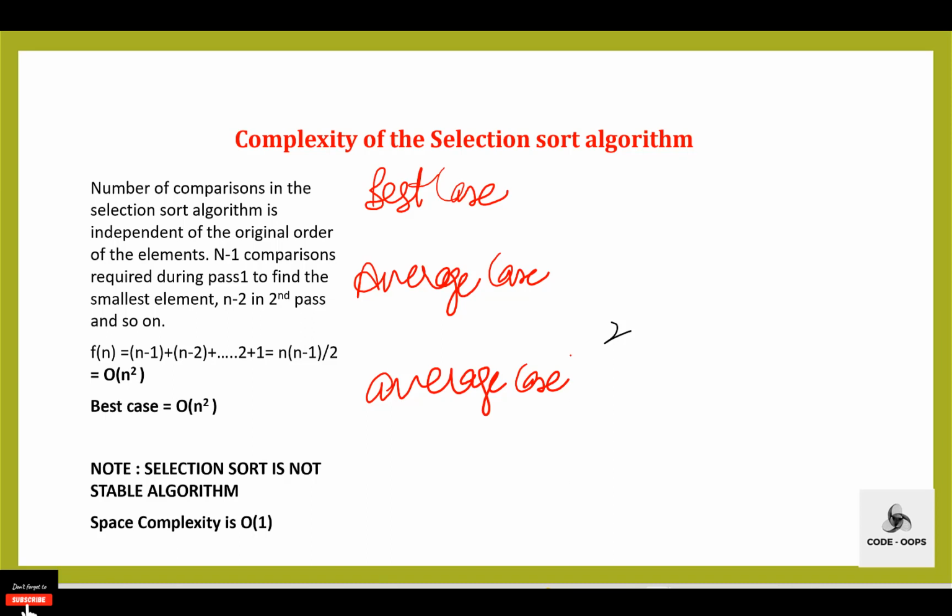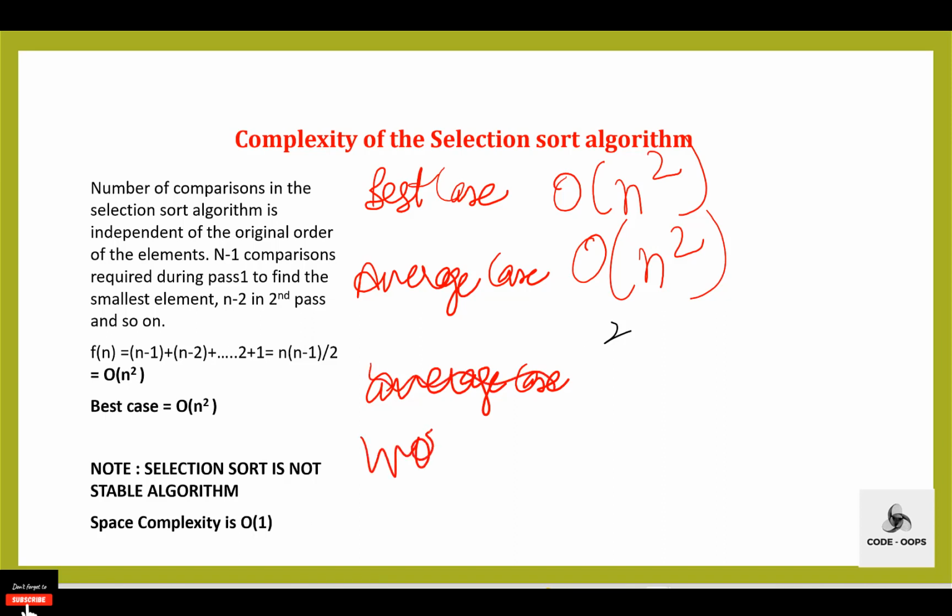Next is the complexity of selection sort algorithm: best case, average case and worst case. The best case complexity of selection sort is big O of n square. Best case occurs when the array is already sorted, where n is the number of integers in an array. And the average case complexity is also big O of n square. The average case arises when the elements of the array are in disordered or random order, without a clear ascending or descending pattern.